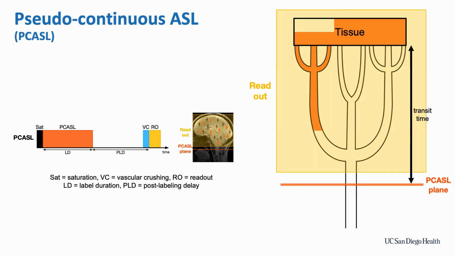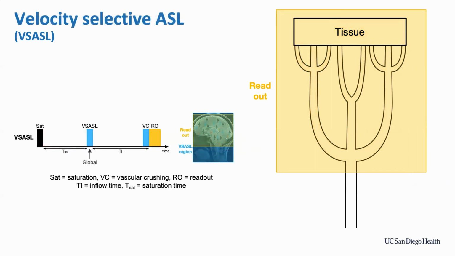So an alternative to spatially selective ASL techniques is velocity selective ASL. So in this case, we don't just label blood outside the brain or outside our imaging region, but also within our imaging region. And this means there's almost no delay before the label reaches the tissue. So we're not sensitive to delayed arrival like with spatially selective ASL techniques.